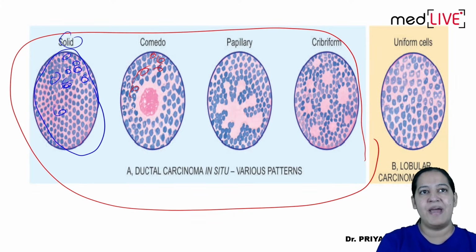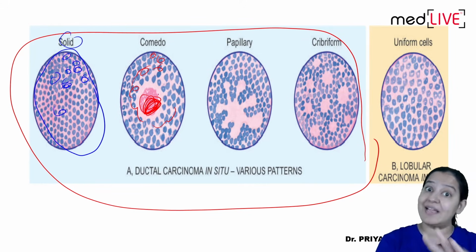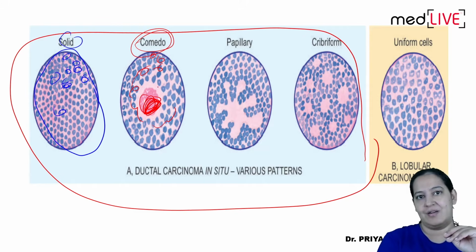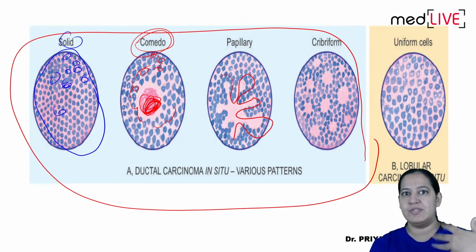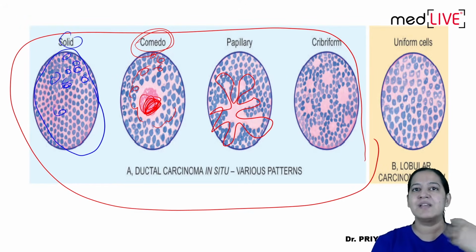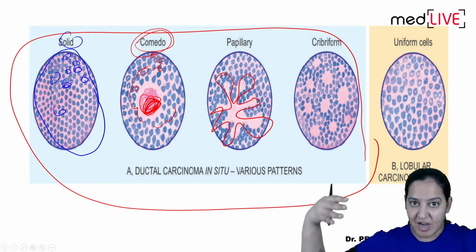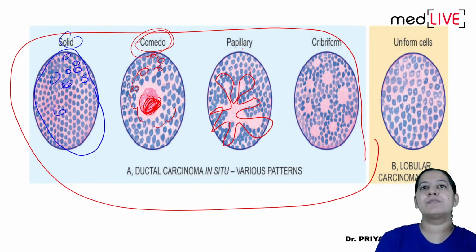In the second pattern, tumor cells are present at the periphery, and at the center there is necrosis. At the center there are no tumor cells, it is necrosis. It is known as comedo pattern. The third is papillary. Tumor cells are present in the form of papillae, finger-like projections coming towards the lumen of the duct. So it is known as papillary.